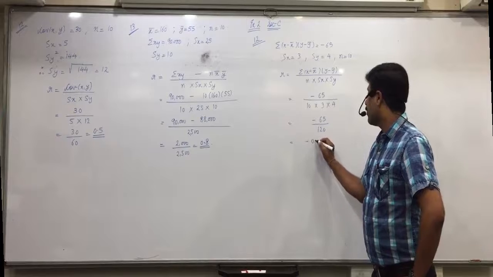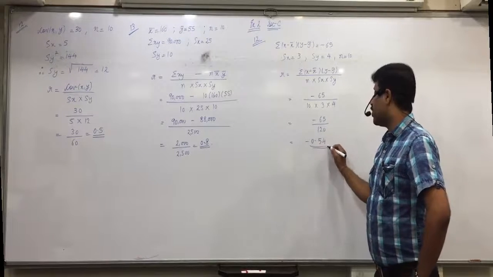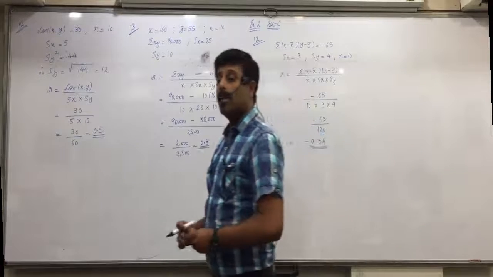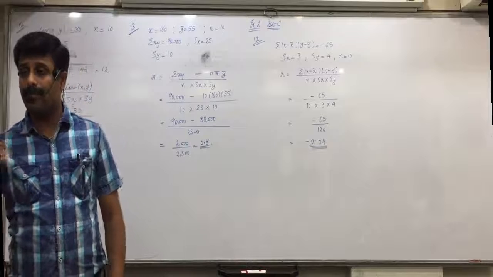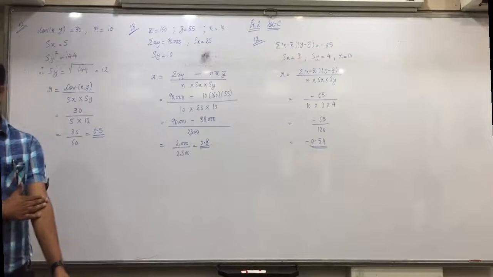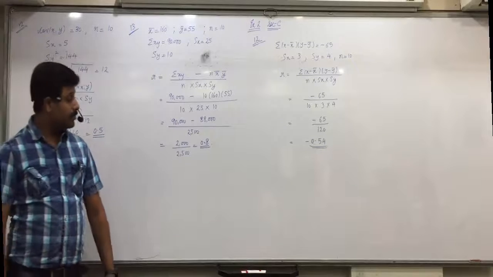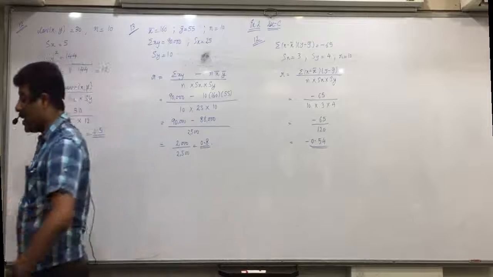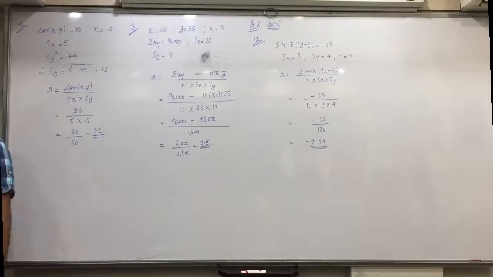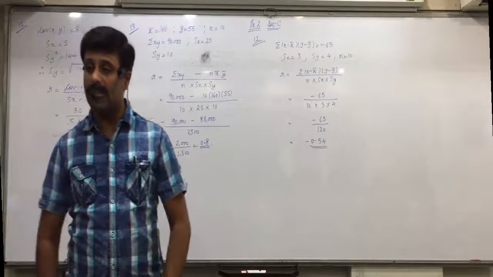Minus 0.54. What did we say? Moderately high. Thus there is a moderately high degree of negative correlation between two variables. Between two variables, because it's not mentioned which are the variables.